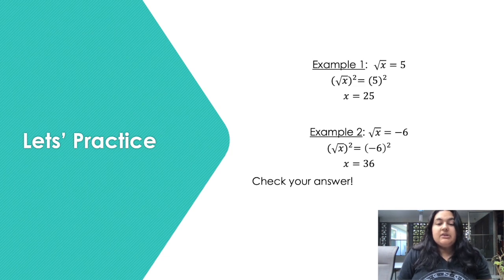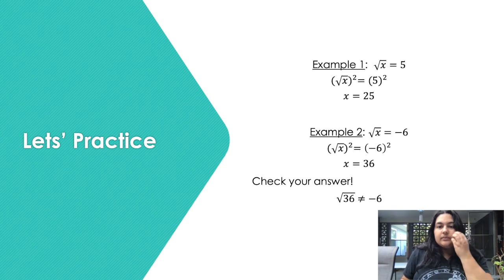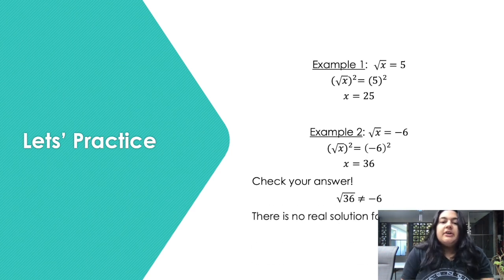The next thing that you need to do is check your answer. Why is that? Well, let's take a look. If we plug 36 into the original equation, okay, I have the square root of 36 is equal to -6. Wait, what? The square root of 36 can never equal -6. We know that from the previous lesson. It doesn't work out like that. So there is no solution for this problem.